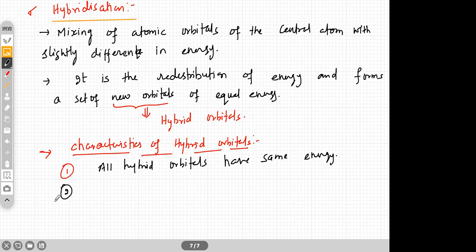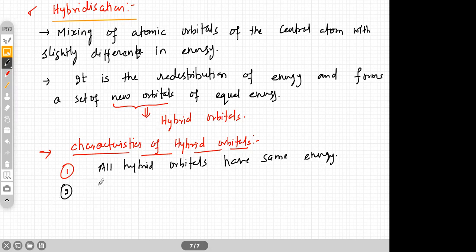Hybridization concept is, you know, it is not hypothetical, okay? Because we have seen the different shape of orbitals in the molecule, right? That is possible. I'll explain that just a second. I'll take one example and make you understand this, but let me give you the characteristics of hybrid orbital. So all hybrid orbitals have same energy.